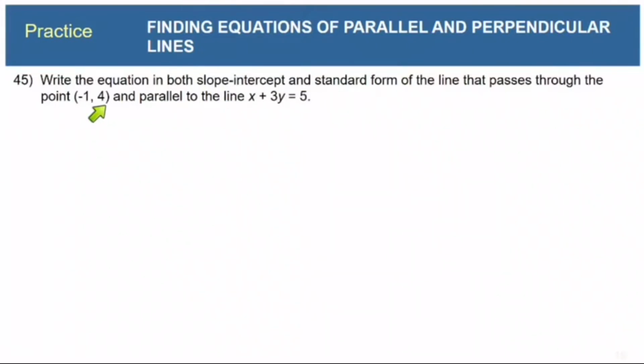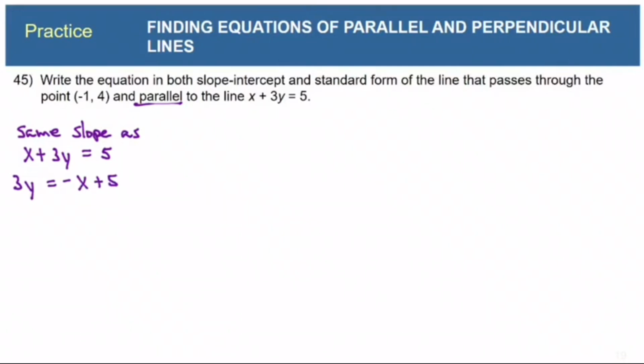through negative 1, 4 parallel to x plus 3y equals 5. So we'll need our new line to have the same slope as x plus 3y equals 5. Let's solve this equation for y so we can see what that slope is.